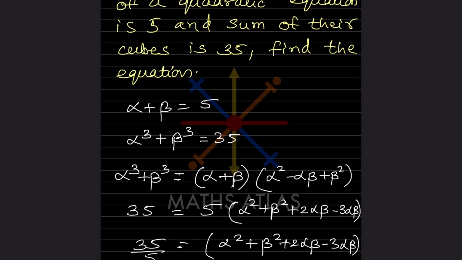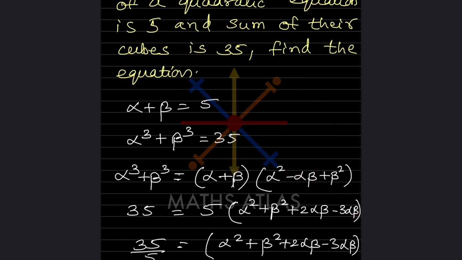So now what we can see here, we have the formula alpha cube plus beta cube equals alpha plus beta times alpha square minus alpha beta plus beta square. You have to remember this formula. So now we know that alpha cube plus beta cube is 35, so below this we are going to write 35. Alpha plus beta is 5, so below this we are going to write 5. Now we can rearrange this one. Alpha square plus beta square, we'll write it together. And minus alpha beta, we can write here plus twice alpha beta minus 3 alpha beta. So minus 3 plus 2 is going to be minus 1, so it is not going to change the value.